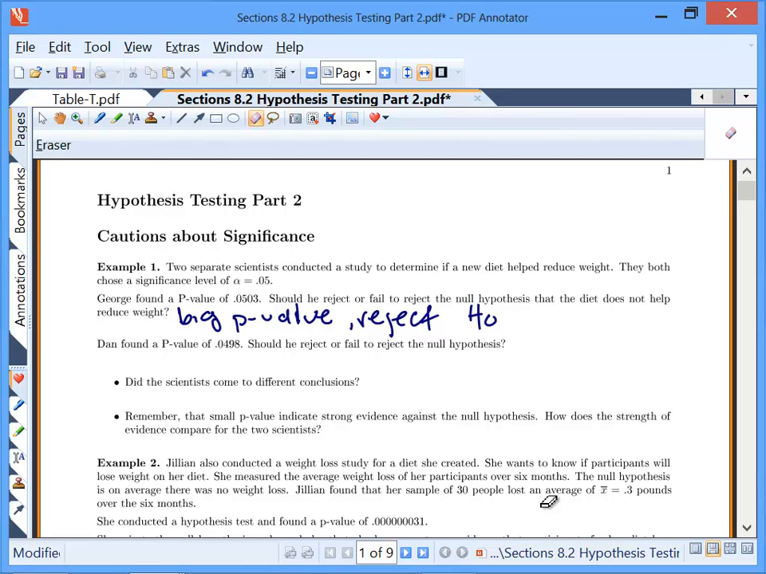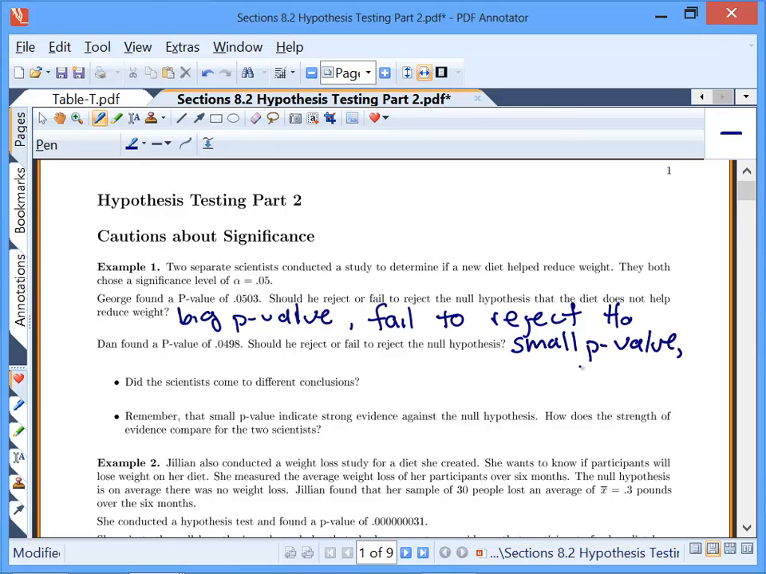Now Dan found a p-value of 0.0498. Should he reject or fail to reject the null hypothesis? So 0.0498, is that bigger or smaller than 0.05? Okay, big p-value means fail to reject. Now, Dan has a small p-value, which means that he does get to reject the null hypothesis.